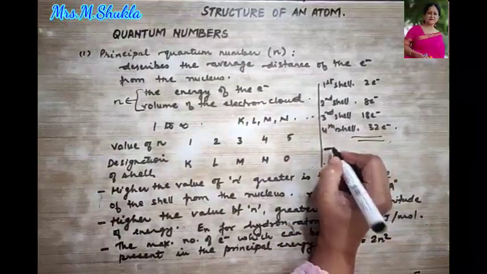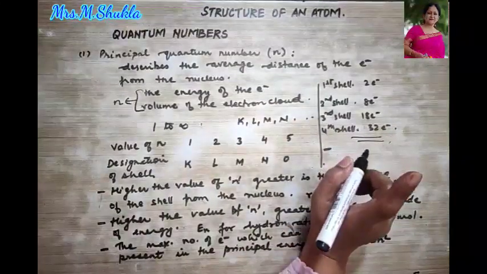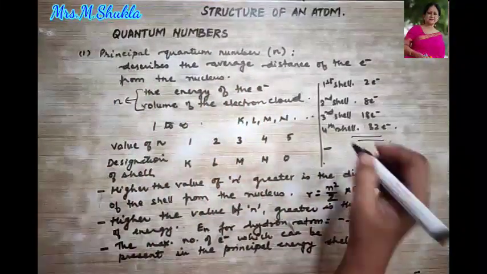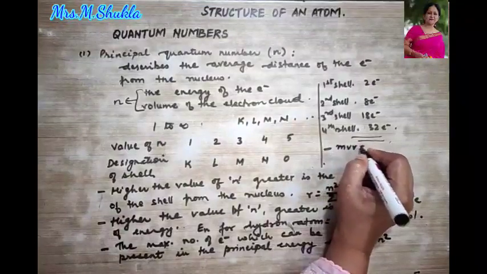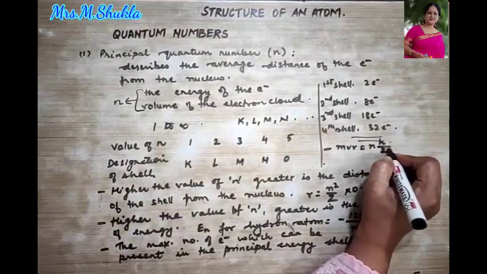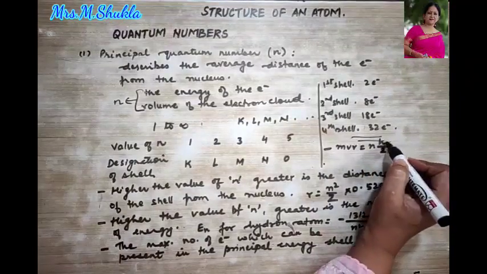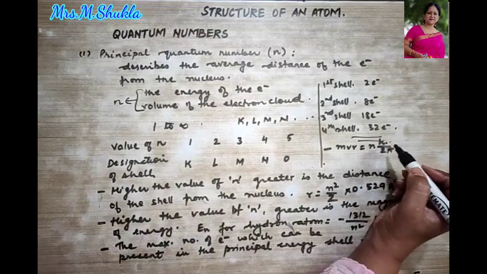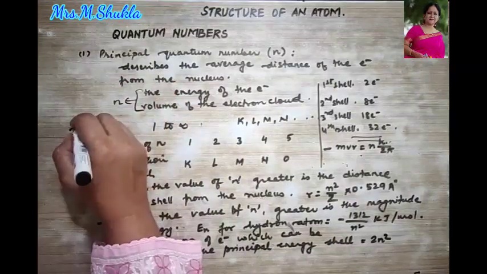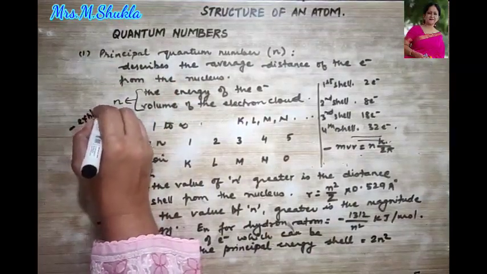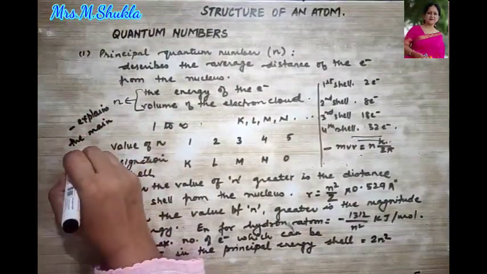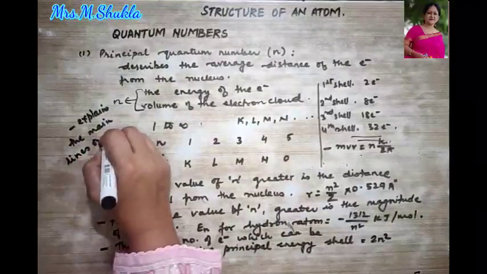The fourth point, the angular momentum can also be calculated using the principal quantum number, that is MVR, if you remember, is equal to nh upon 2 pi, where h is the Planck's constant. The fifth point would be understood like this, that this quantum number also explains the main lines of the spectrum.